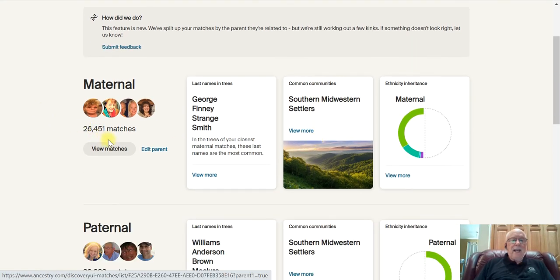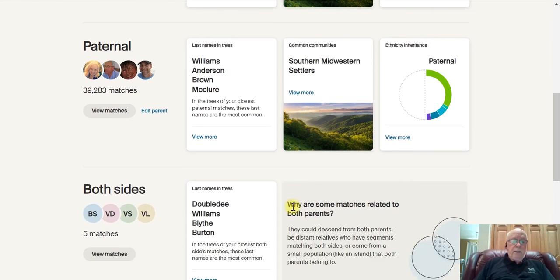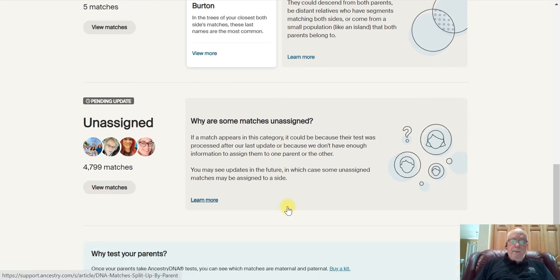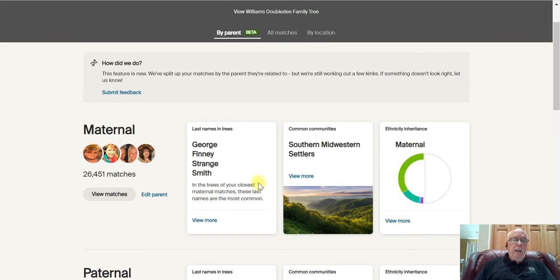I got 26,000 matches on the maternal side only, on the Doubledee side, and I've got 39,000 on the Williams side, on my father's side. Ancestry gives me this great breakdown so that I can actually determine which portion of my ethnicity comes from maternal, and which comes from paternal.